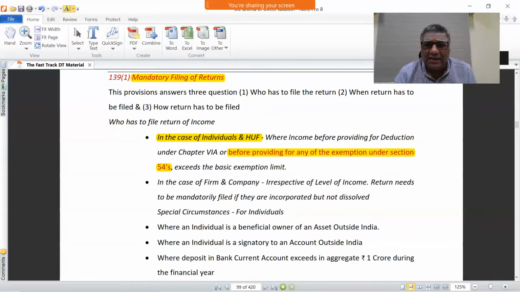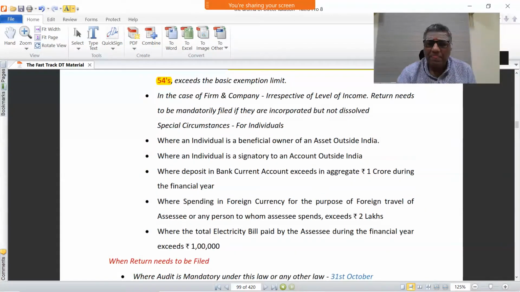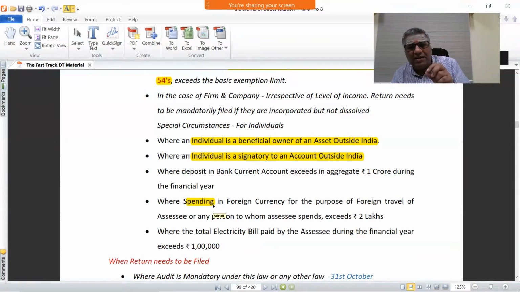If you are undertaking a foreign trip also, you need to file. Where the individual is the beneficial owner of an asset outside India, or is a signatory of an account outside India, or where he is spending for foreign tour, foreign currency, foreign travel, either for the individual or for anybody, in excess of 2 lakhs in the financial year.